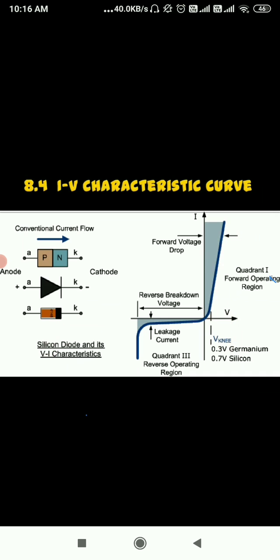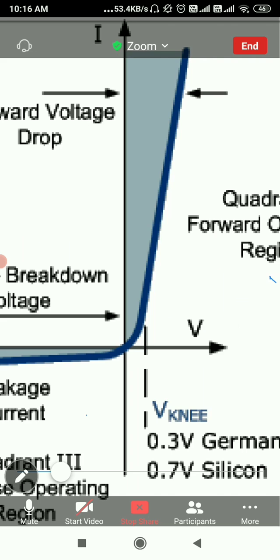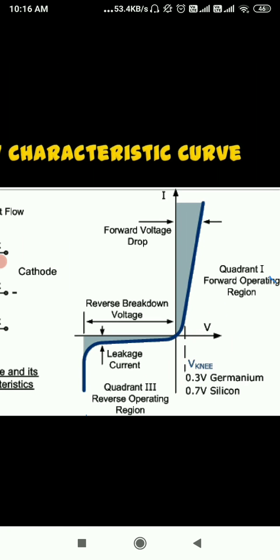See here, what we are supposed to see here, when we are giving the negative supply, at that time what is happening, there is a very less amount of current flowing. That current we are saying as a reverse saturation current. वो current को हम क्या बोलते हैं? Reverse saturation. And that current is very small.